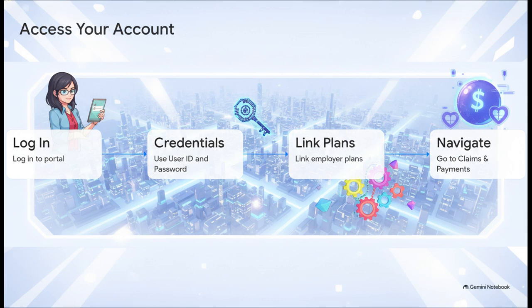So the very first thing you absolutely got to do is get into your account. The online portal is quite literally your map to success here. You'll want to navigate to myhealthequity.com or maybe myenroll.com, depending on your specific employer setup, and just sign in with your user ID and password. Now, if it's your first time logging in, you might get prompted to link your employer plans. Once you're in, you're looking for the Claims and Payments tab. That tab, that is your command center for getting your cash back.